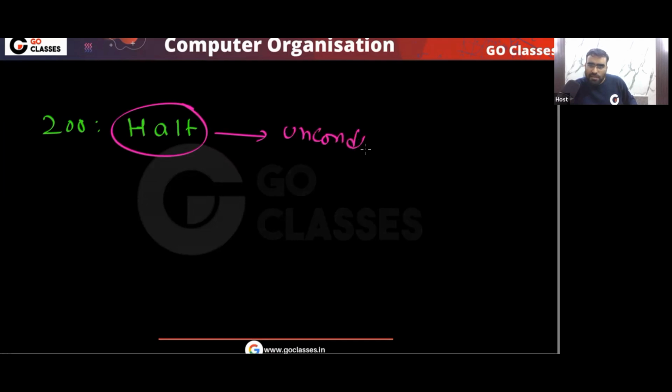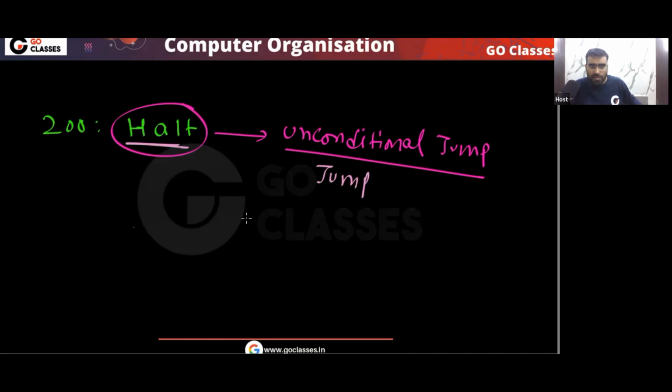So actually there are some teachers who will teach you like this: if this halt instruction is at location 200, then this halt instruction is an unconditional jump to its own location. This halt instruction will call its own location. This type of concept they will teach you. Let me tell you, all these things are misconceptions.